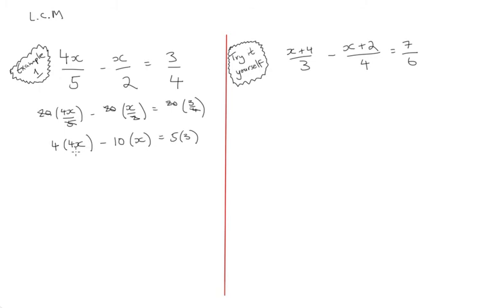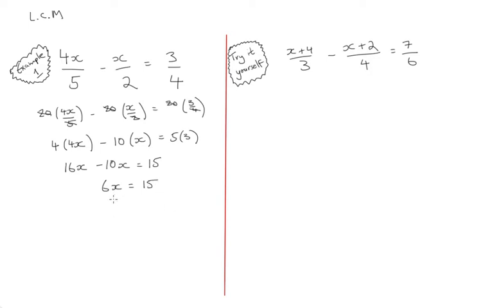So 4 by 4x will be 16x. And then we have minus 10 multiplied by x is minus 10x. And then we are left with 5 multiplied by 3, which is 15. Now we need to solve the equation. So if we subtract 16x minus 10x, we are left with 6x. And that is 6x is equal to 15.